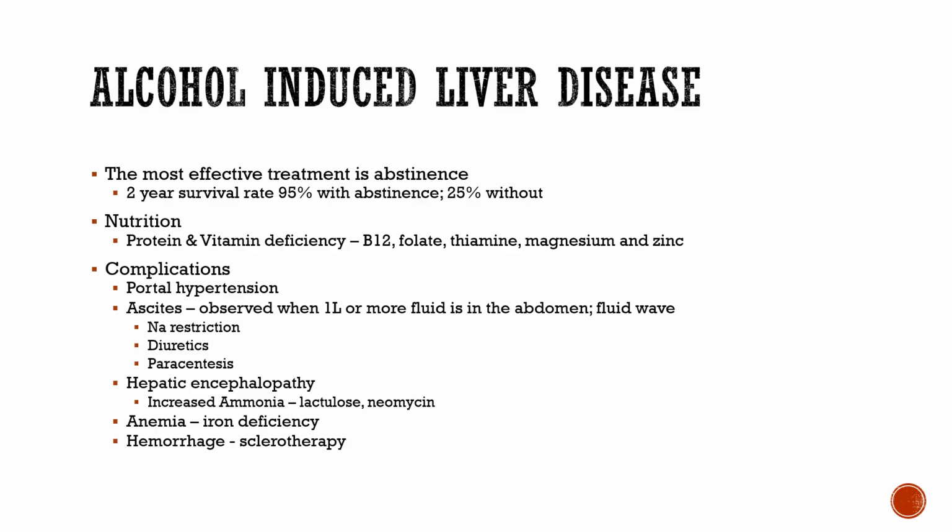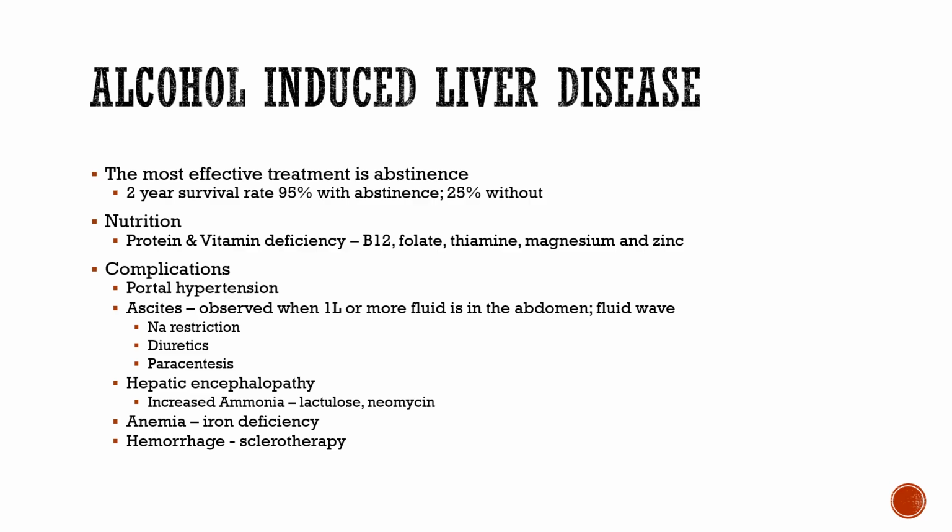Nutrition is important. These people have protein and vitamin D deficiency, B12, folate, thiamine, those are the B vitamins, and then magnesium and zinc. Complications include portal hypertension, ascites. Ascites can be observed when there's at least a liter of fluid in the abdomen, and this can be assessed with a fluid wave.